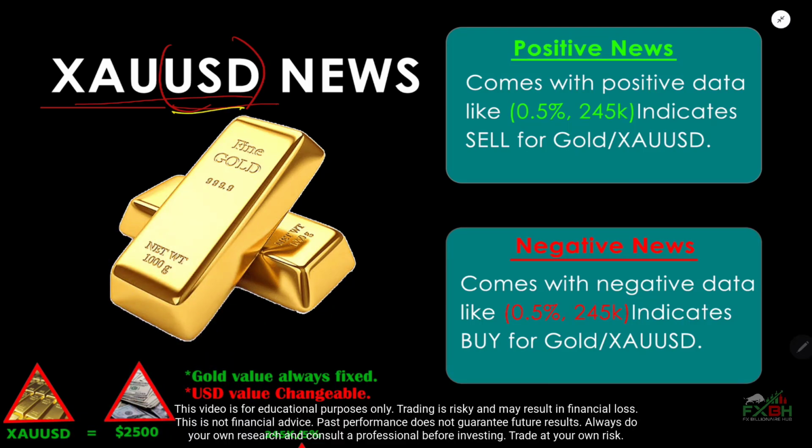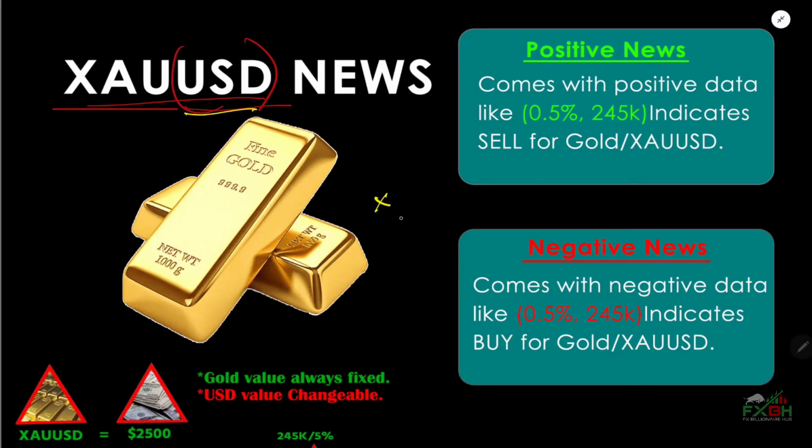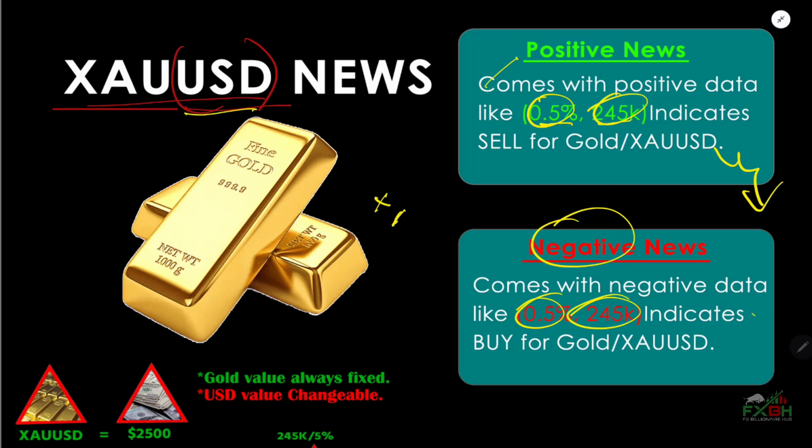There are two major things you need to remember. Two kinds of news come with the market: one is positive news, another is negative news. If the market gives us positive data, like 0.5%, 245k with green color value, we will sell gold. That means for positive news we will sell gold. For negative data, like red 0.5%, red 245k, we will buy gold.